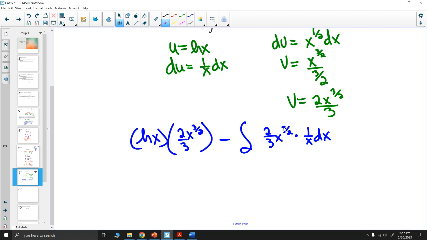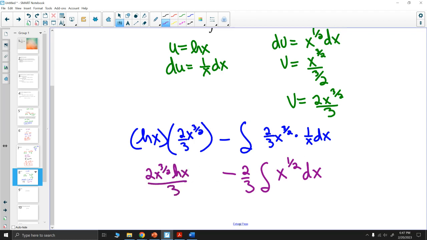This is x to the 3 halves over x, which would give us minus 2/3 integral x to the 1 half dx, because again, 3 halves over x is like subtracting their exponents. 3 halves minus 1 is 1 half. So we have x to the 1 half. I'll write this in a little bit better order: 2x to the 3 halves ln x all over 3, minus that.